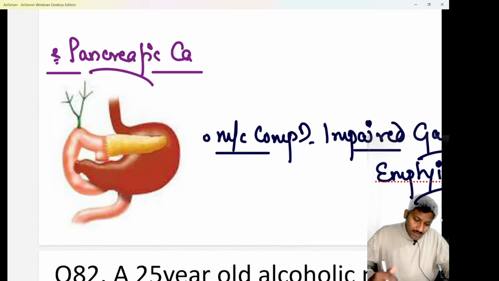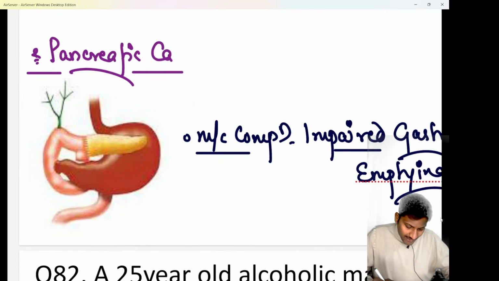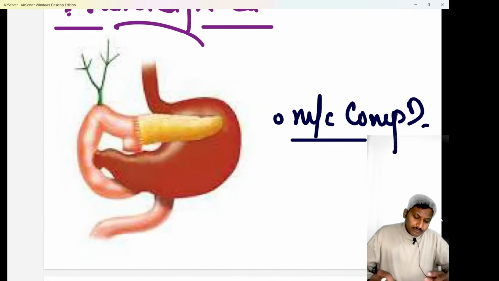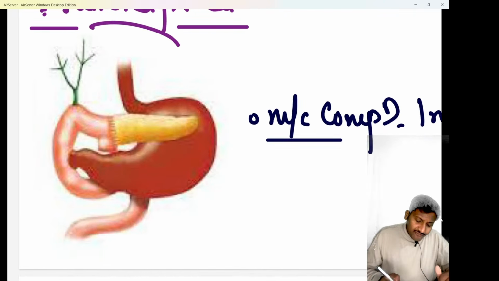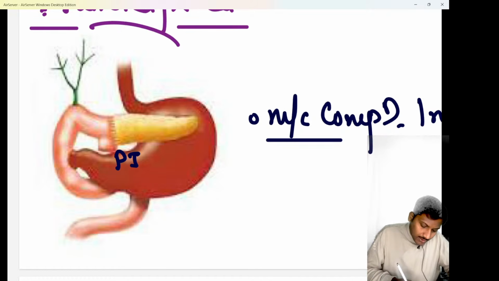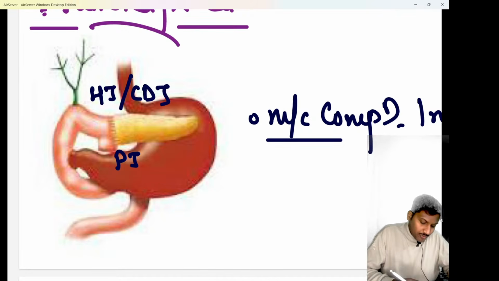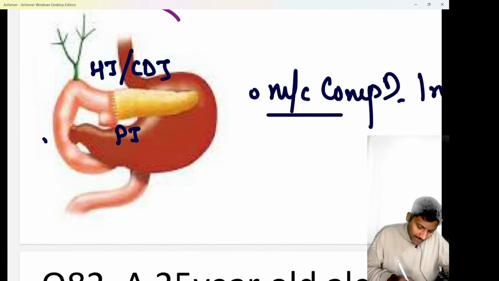So here you can see that we have removed the head of pancreas, we have removed the duodenum. So it is a pancreatico-duodenectomy. Along with pancreatico-duodenectomy, we have also removed the common bile duct and the gallbladder as well. Clear? So here you can see we have done three anastomoses. First is a pancreatico-jejunostomy. Second is a hepatico-jejunostomy or a choledoco-jejunostomy, whatever is possible, and third one is a gastro-jejunostomy.